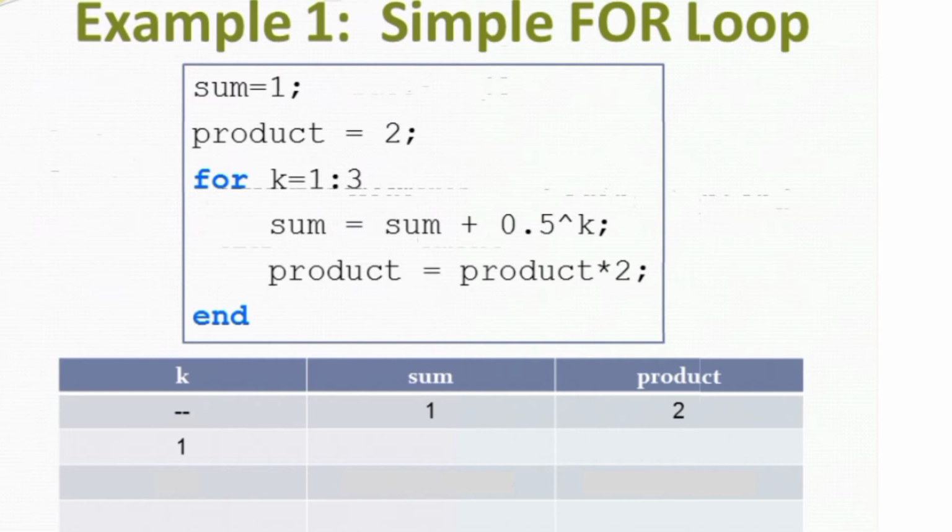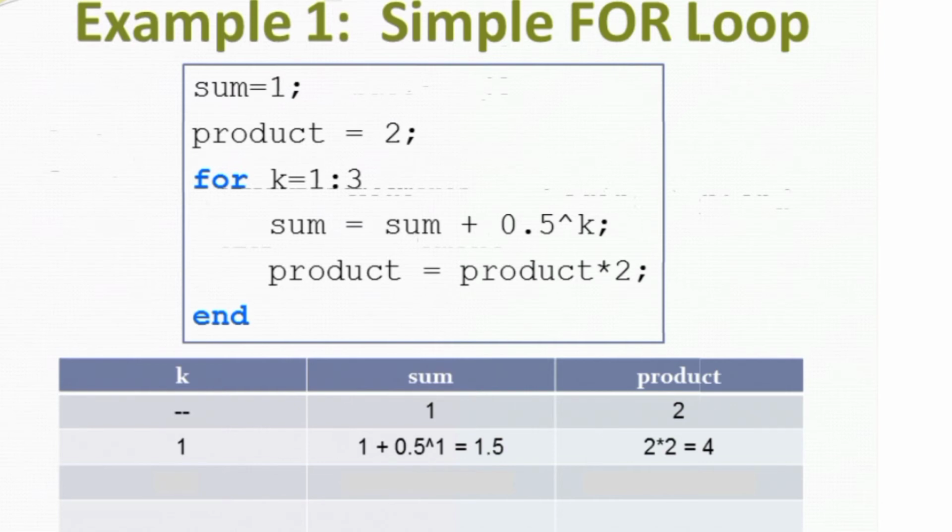Sum is then updated based on the calculation that we see there. So that would be the value of sum is 1 plus 0.5 raised to the value of k. K is currently 1, so we have 0.5 raised to the 1. So that's just 1 plus 0.5, which gives us a value of sum of 1.5. And then we have product equals product times 2. Product is 2, so we have 2 times 2 will give us a new value of product of 4. Okay. At that point, we reach the end statement.